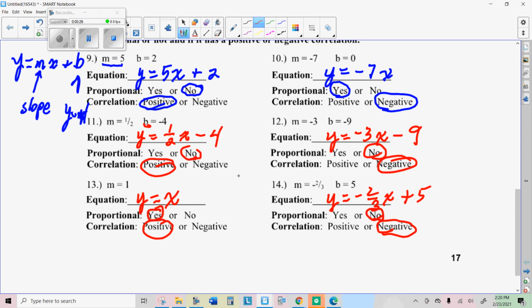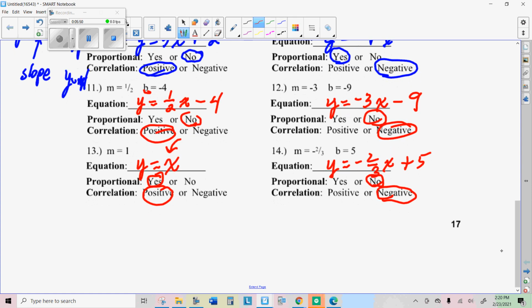All right. And then number 13, the slope is 1. 1x is the same as x. I just write it invisible there because I'm a little lazy. And then the y-intercept is 0, so I'm not going to add 0. We just assume it's 0 because all we're given is the slope. And that would be a proportional situation.